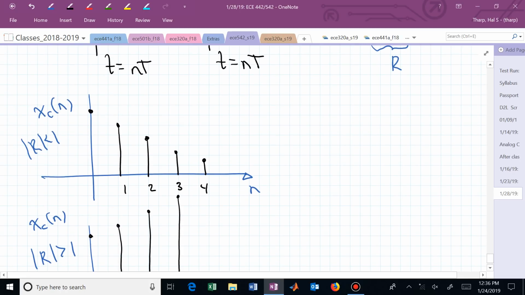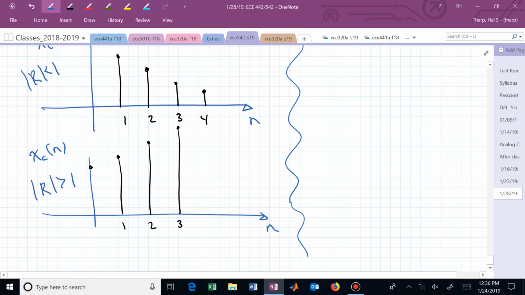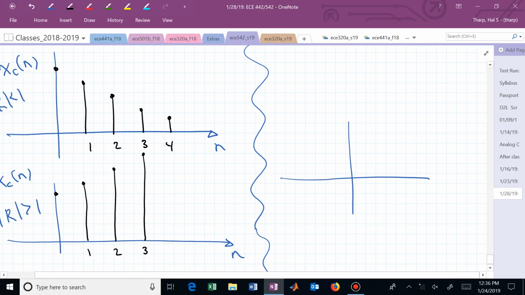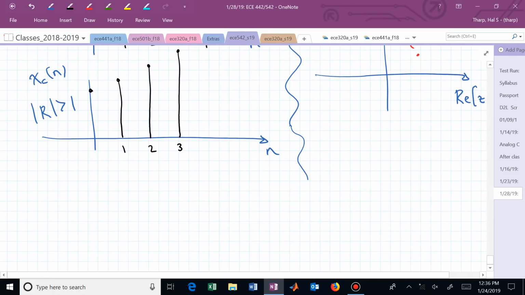And now what we want to do is say, what does the pole zero diagram look like for an exponential time domain waveform in the z-plane? Let's see if we can uncover that by a little analysis.